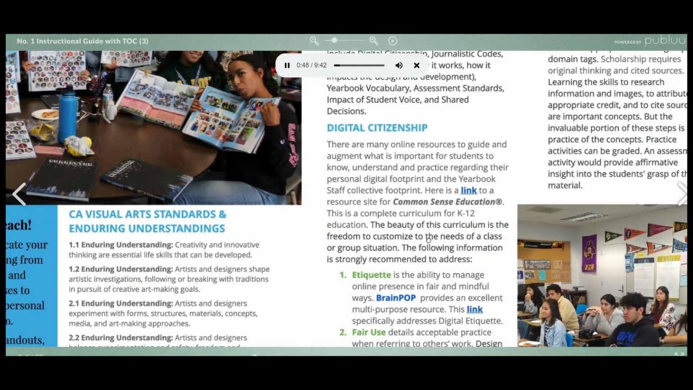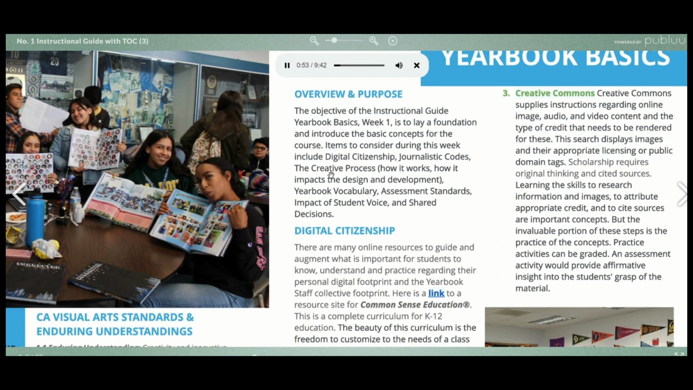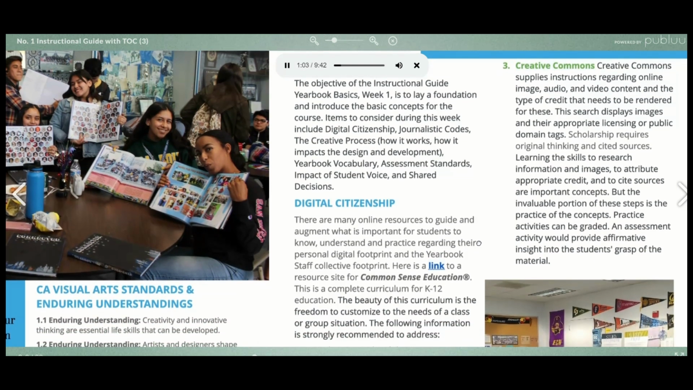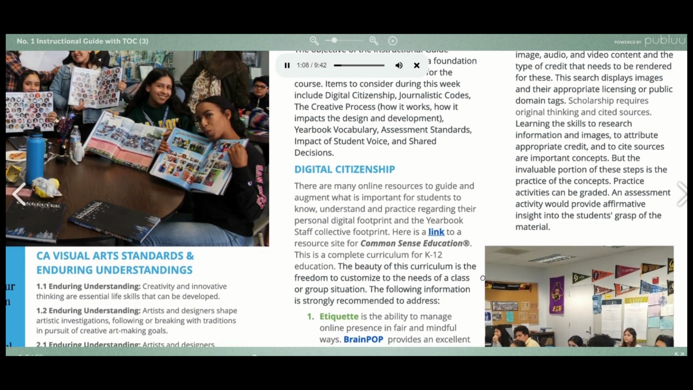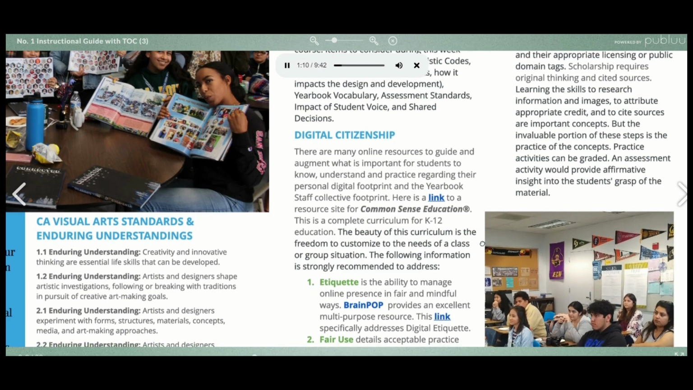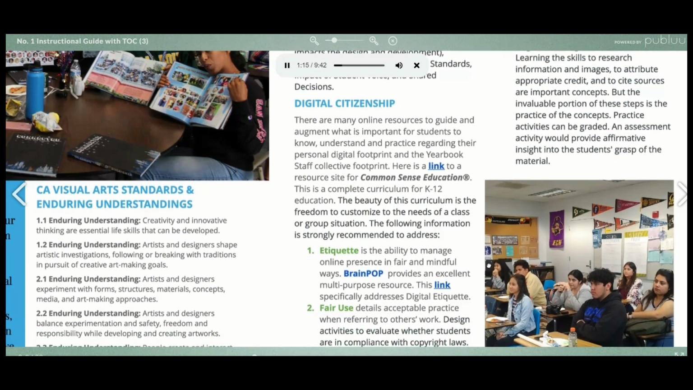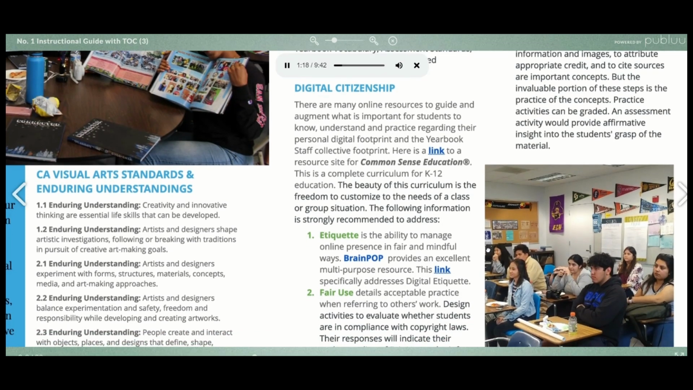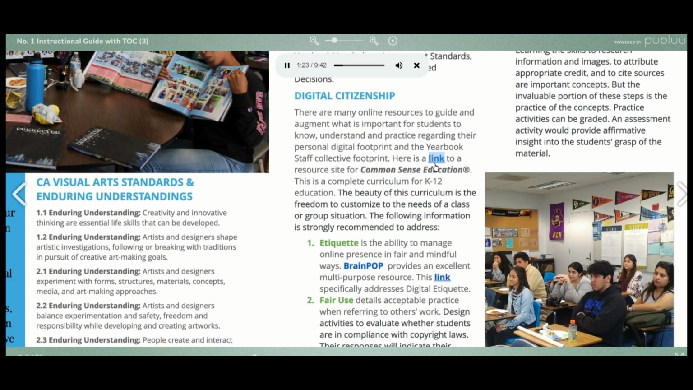We've included these different topics: digital citizenship, journalistic codes, the creative process, yearbook vocabulary, assessment standards, impact of student voice, and shared decisions. Digital citizenship is an invaluable topic in classes like Yearbook that rely heavily on technology. You will see how students apply, in a very real way, the electronic use and communication policies for their school or for the district. So it is essential for students to understand what it means to be a digital citizen. We've embedded quite a bit of information that would be useful to present to students.